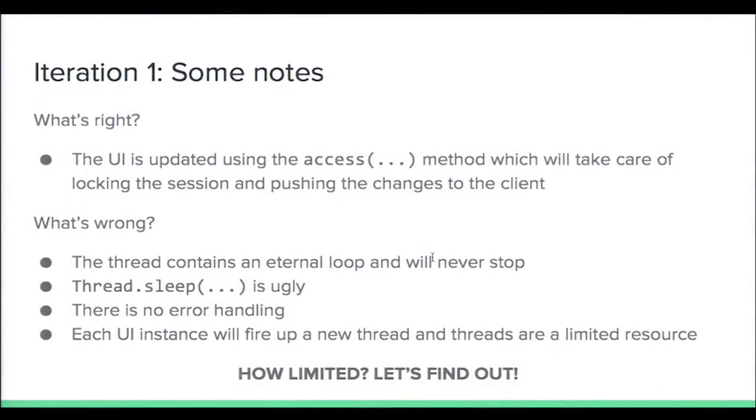Also, it contained a call to thread.sleep, and that's really ugly. It works, but it's ugly. There are better ways. Also, we don't have any error handling. So if an error happened in the backend, that thread would just die, and there would not be any information. The user wouldn't get any notification that the thread stopped running. He would just think that, okay, there are no more messages. And also, we created a new thread instance for every new UI instance.